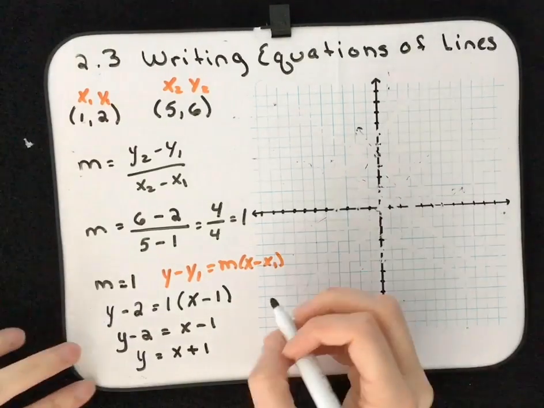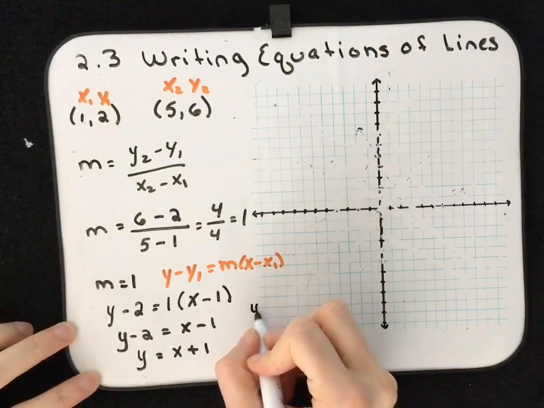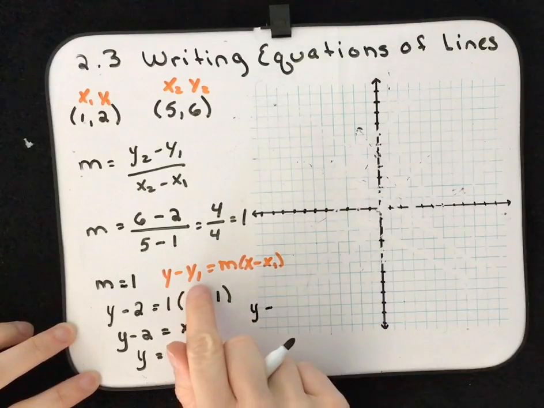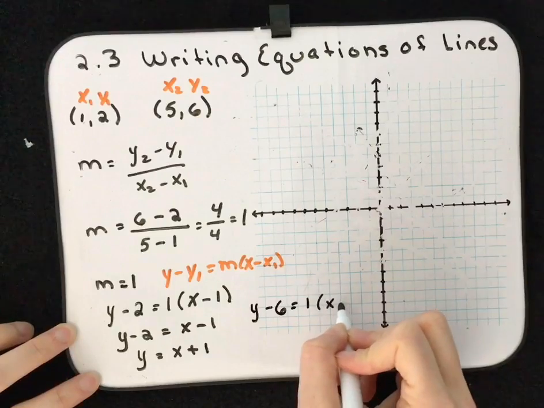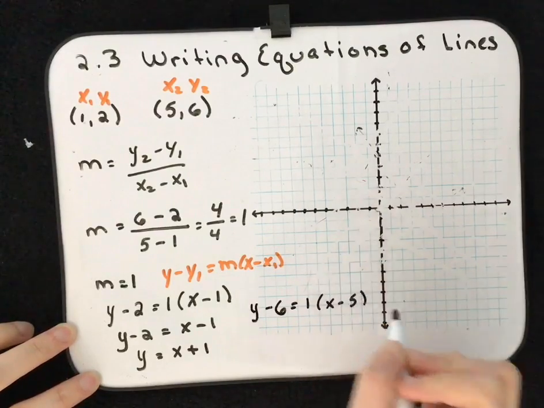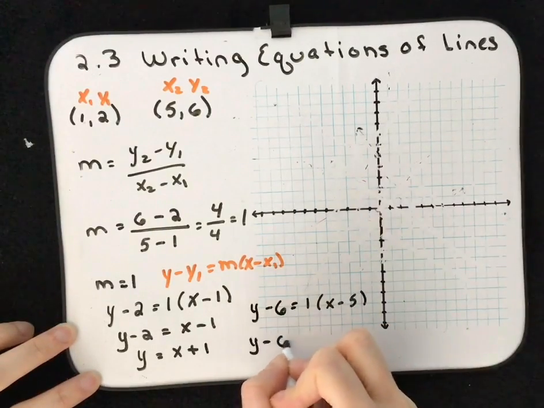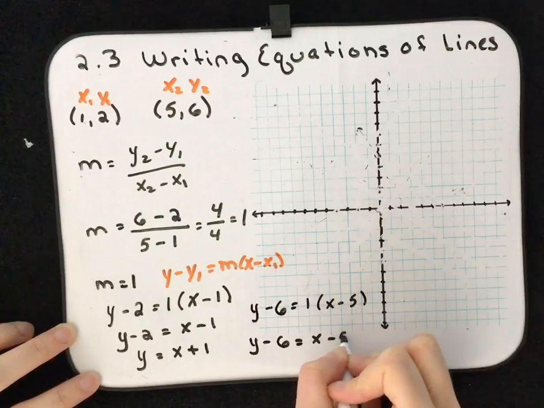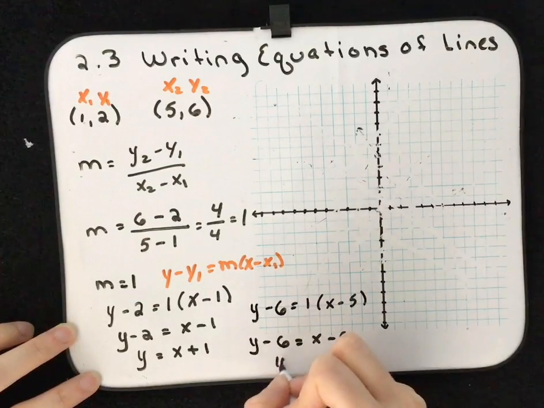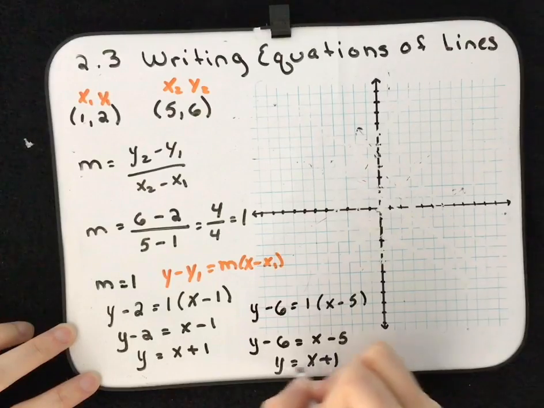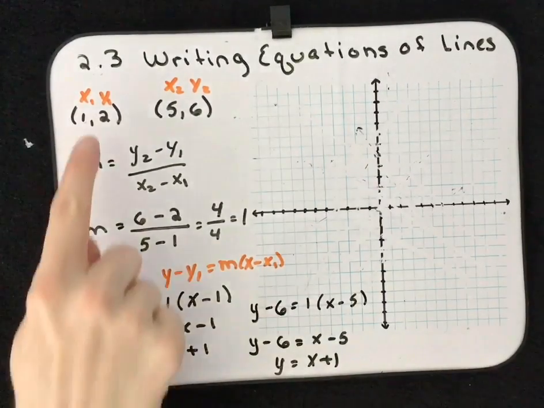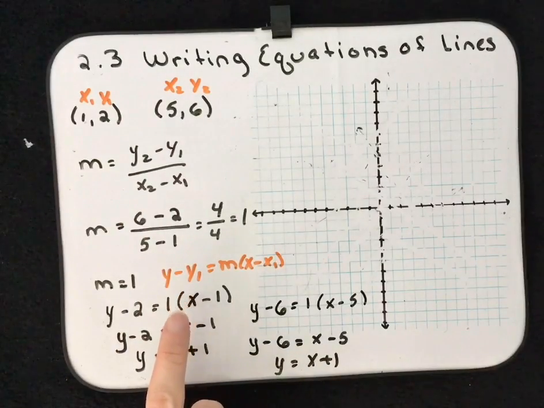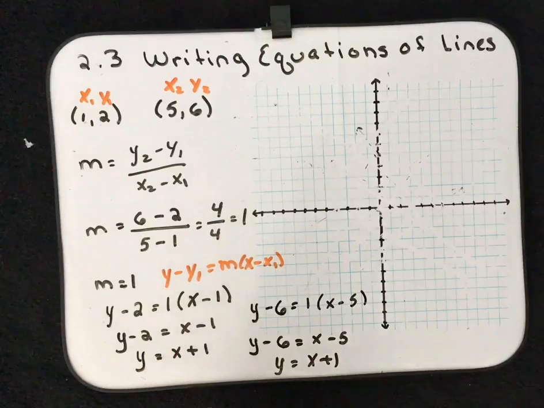Let me show you. So we have y minus, in this case the y would have been 6, still m of 1, x minus 5. So we have y minus 6 equals x minus 5. Adding the 6 to both sides, that's why it doesn't matter which point you use from here, as long as you're using a consistent point where you're picking the x and the y from that same point.